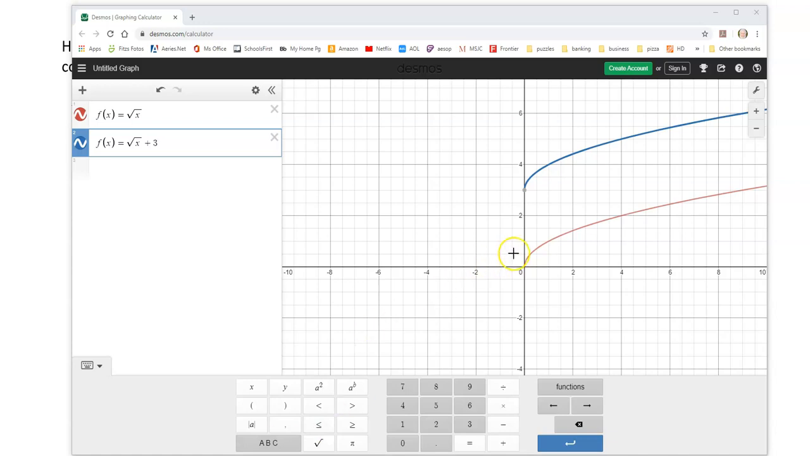Now we can see that the new graph is 3 units above the original graph. Wherever we go, the new graph is 3 units above the original graph. So putting that 3 on the end moves the graph up 3.